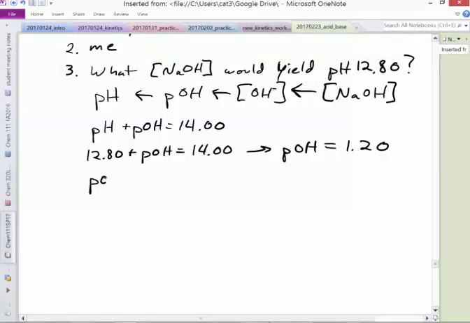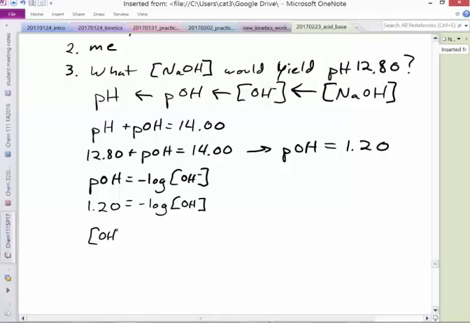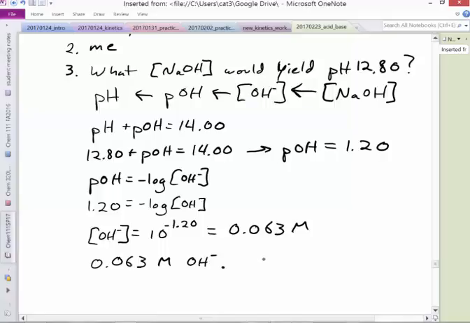From there, I say pOH is the negative log of OH minus. So 1.20 equals negative log of OH minus. OH minus, skipping a little bit here, equals 10 to the negative 1.2. If you want to do the full conversion, you want to get it to NaOH. And when it is a molecule that has only one OH in it, this works out to a conversion of 1 over 1, so you don't need to do any maths.